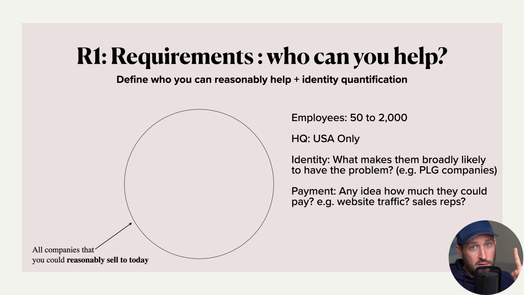So this is the first R of the 13R framework. It's requirements, right? Who can you help, and define who you can reasonably help. Now, of course, there are these companies between blah, blah, blah, US only, and ideally, you want to have an identity lens here, which is what makes them broadly likely to have that problem. You're a product-led growth company. You care about culture. You have an employee churn rate of this.